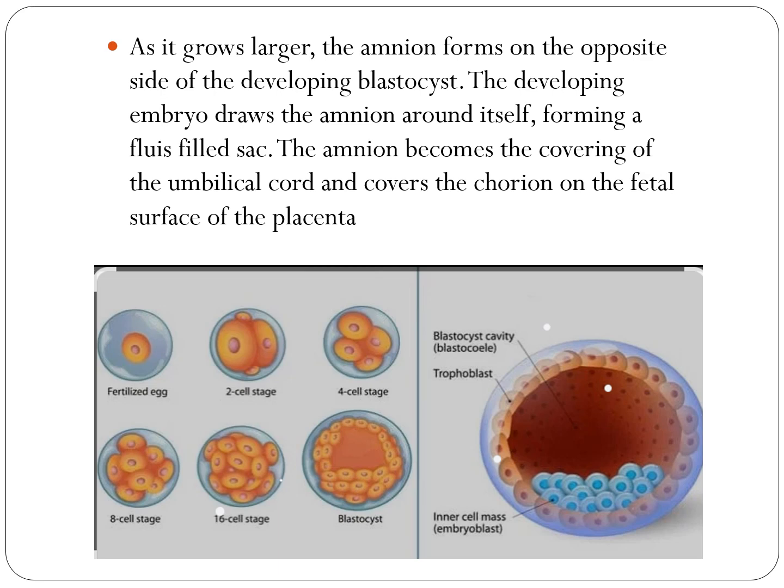As it grows larger, the amnion forms the opposite side of the developing blastocyst. The developing embryo draws the amnion around itself, forming a filled sac, as mentioned in our review earlier. The amnion becomes the covering of the umbilical cord and the chorion the fetal surface of the placenta.